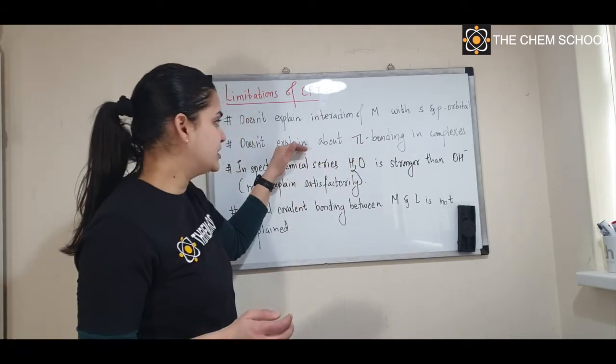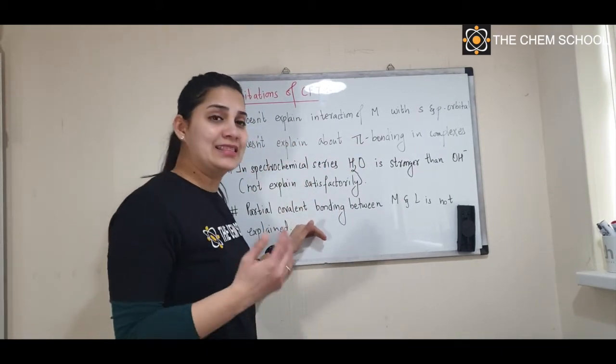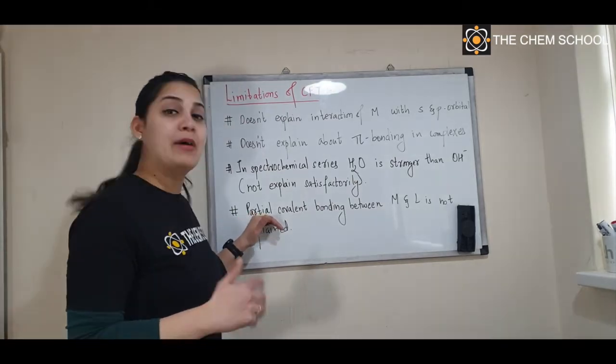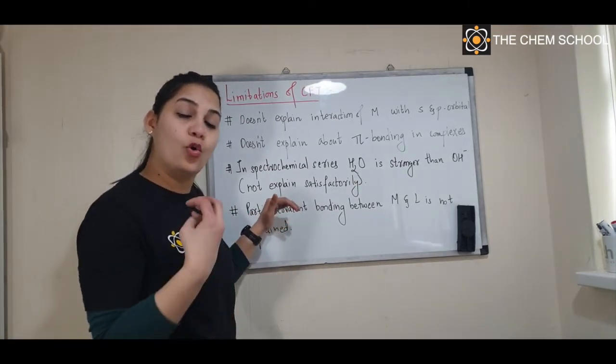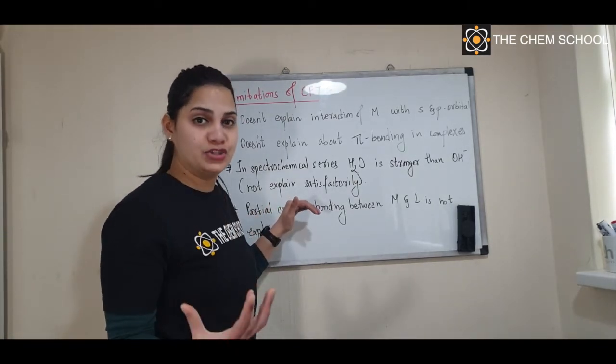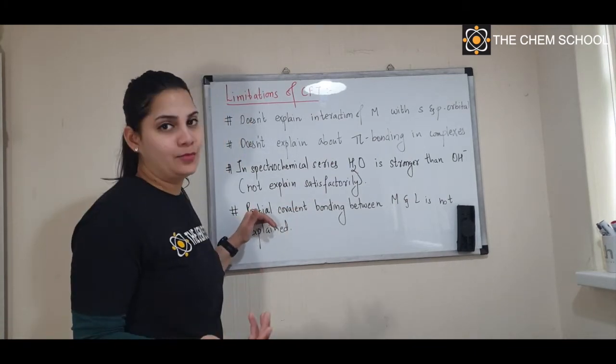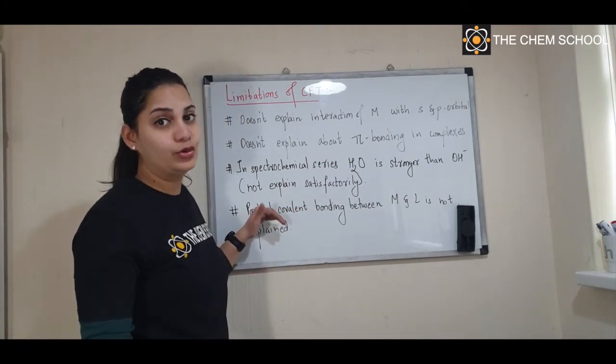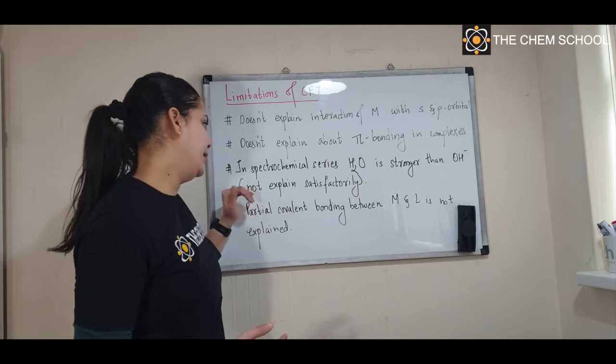With this respect, you can also say it cannot explain something called partial covalent bonding. As we said, it only explains the ionic nature. So partial covalent bonding between the metal and the ligand is not perfectly explained.